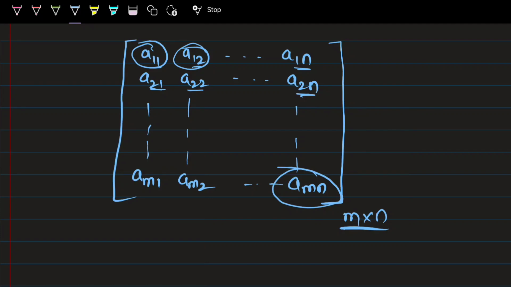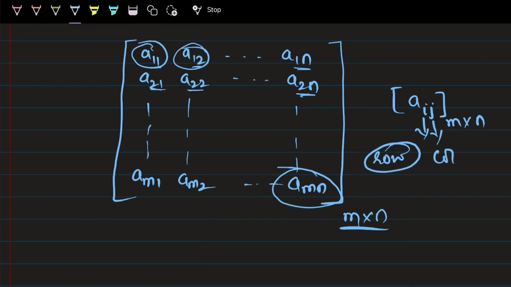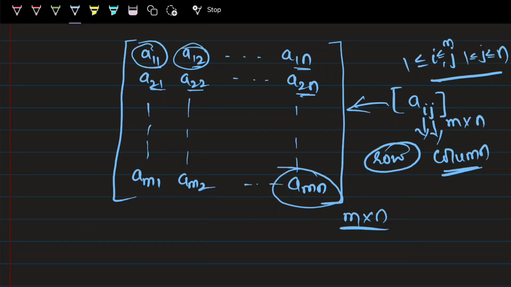So this is in a compact manner. You can write it as the element aij, m cross n, where this i will tell you in which row the element is present, and this j will tell you in which column the element is present. If I write i from 1 to m and j from 1 to n, this can be expanded in this form. So this is how we represent a matrix in a general form. Hope everybody understood this.